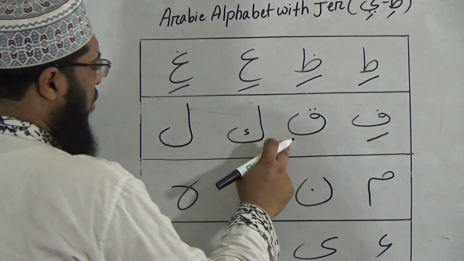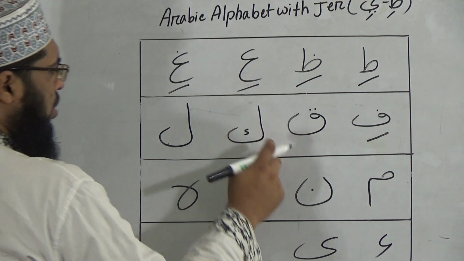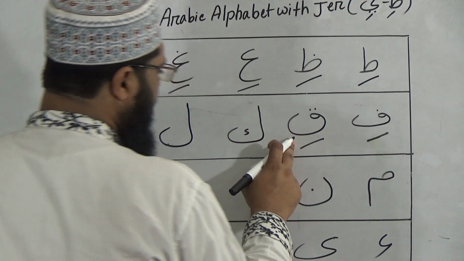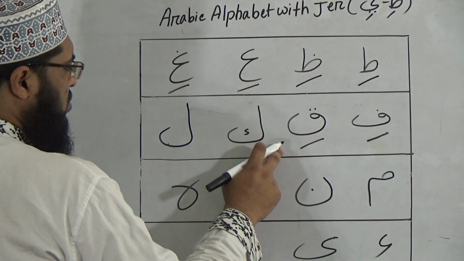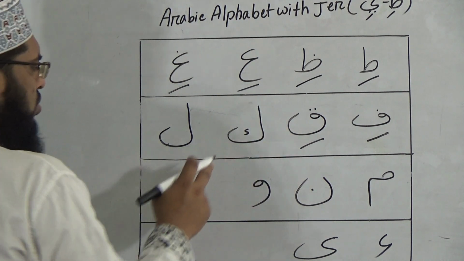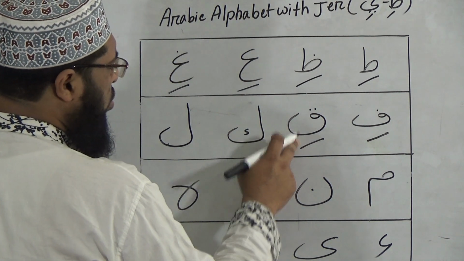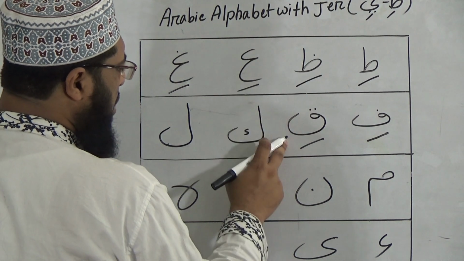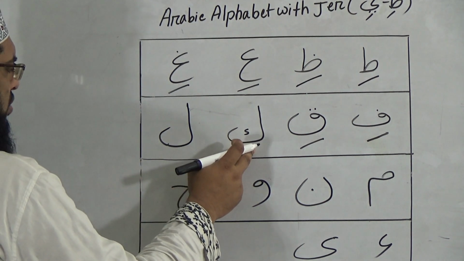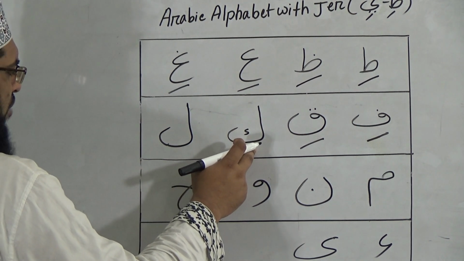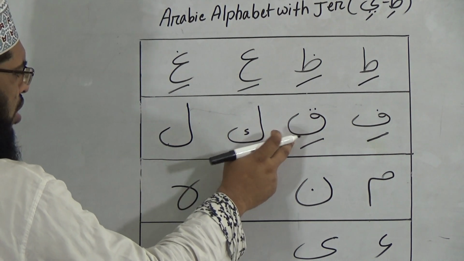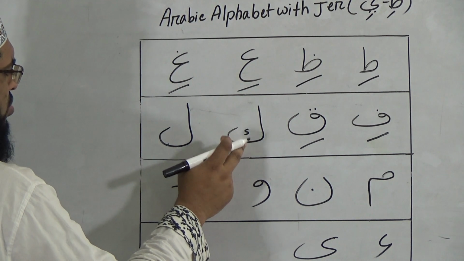Now you know that this alphabet is called Qaf. Now I am putting a Zer under the Qaf, and you have to pronounce this one Qaf Zer Qi, not Kaf. This one is called the Qaf with two dots. And my dear students, this one is called Kaf. This alphabet is called Qaf, and this alphabet is called Kaf.